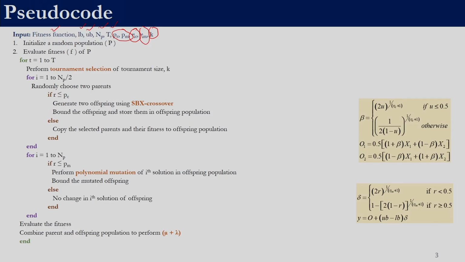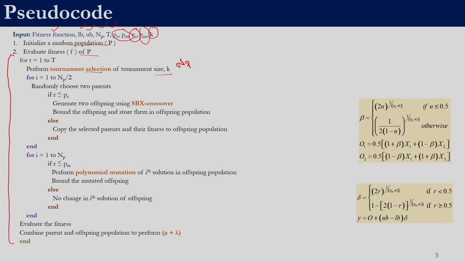So, the first step is to initialize a random population within the lower and upper bounds, and then we need to evaluate the fitness of the population. Right. Once we have done this, we have this exterior iteration loop. The steps given in this loop will have to be performed capital T times, right. So, for every iteration we need to do a tournament selection, right. So, in each tournament the number of candidates competing will be k. So, in our case it is going to be 2.